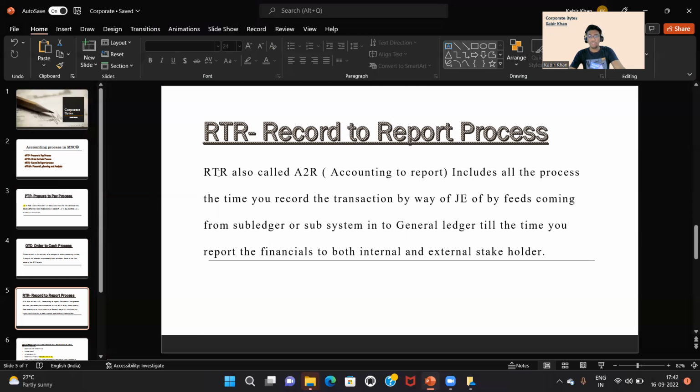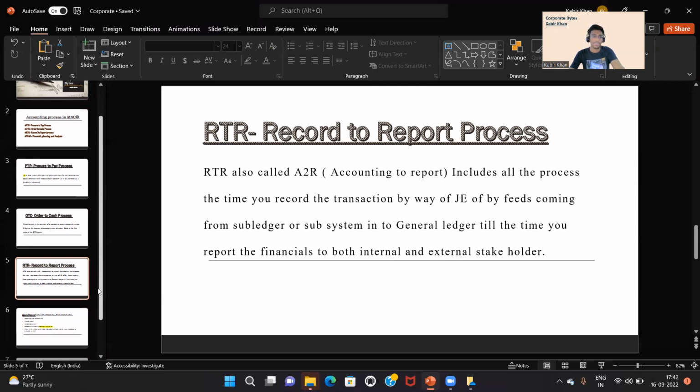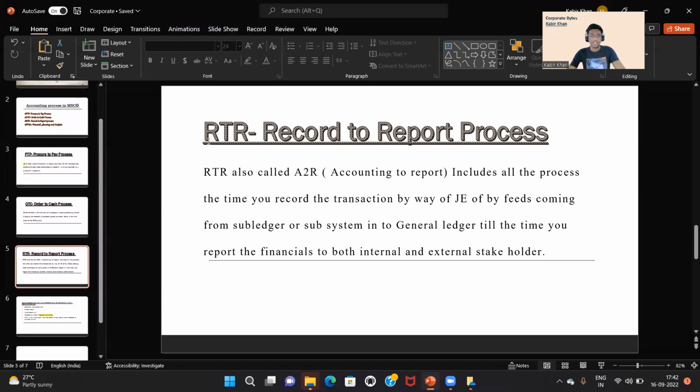The record to report process starts the time we record the journal entries. It's not only about the recording of the journal entries, but it also involves the reporting of the financial statements to both the internal and the external stakeholders. Internal stakeholders is the management, just as an example, and external we can say the shareholders or whoever the outside third party who invested in the firm. So we can consider them as external stakeholders. So let's understand what comes under the record to report process as an overview.